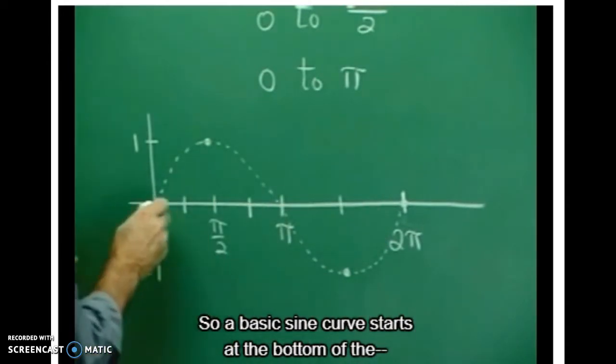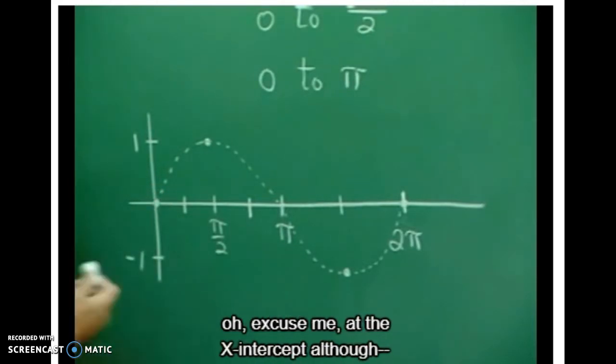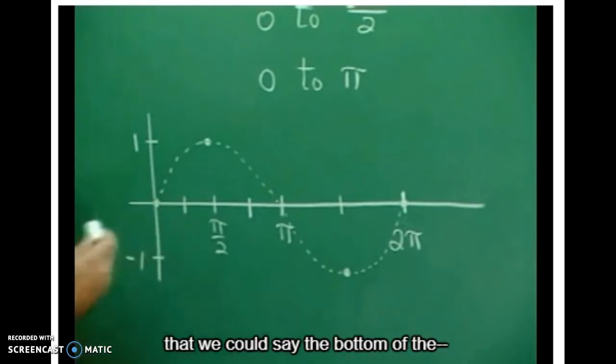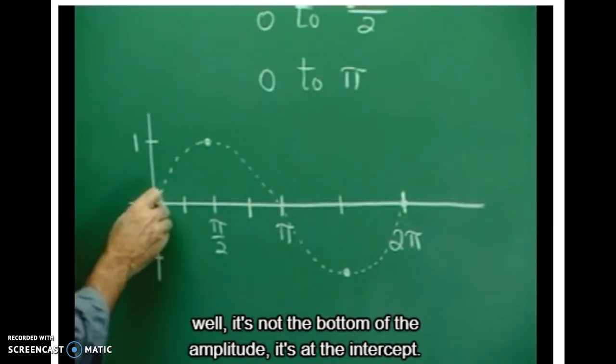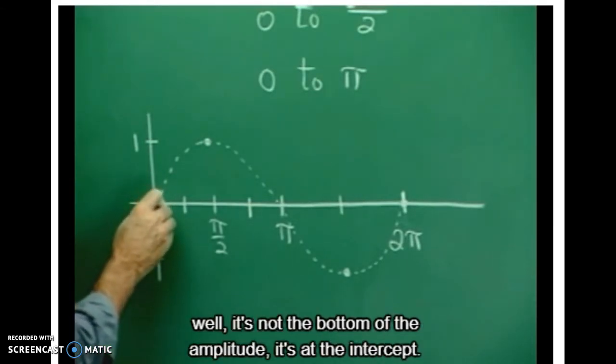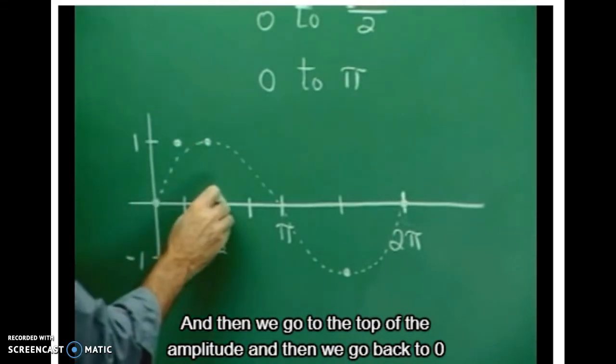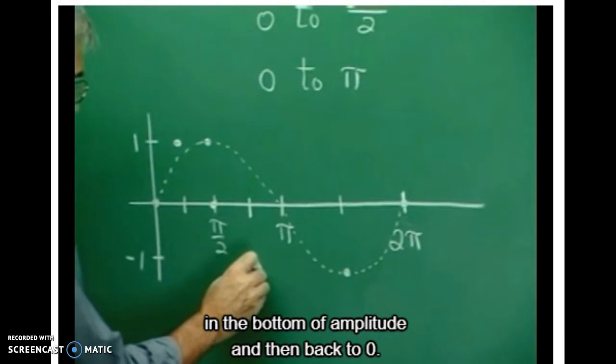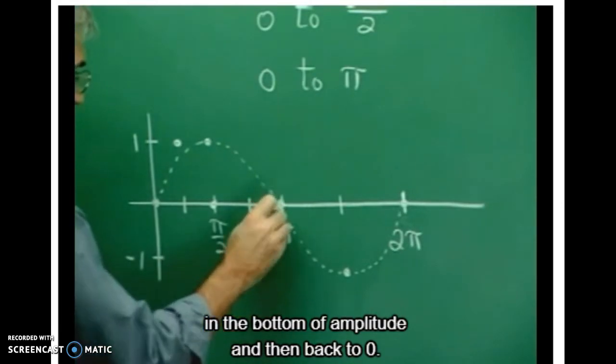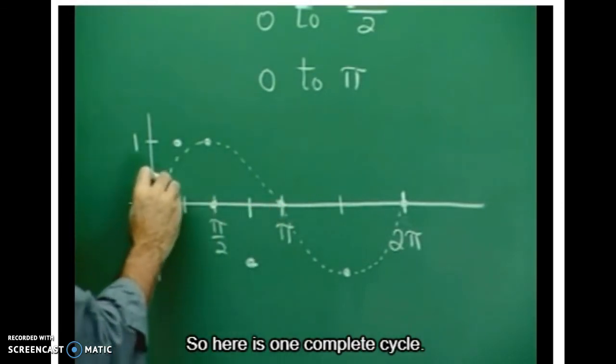So our basic sine curve starts at the x-intercept. It's not the bottom of the amplitude, it's at the intercept. And then we go to the top of the amplitude, and then we go back to 0, and the bottom of the amplitude, and then back to 0. So here is one complete cycle.